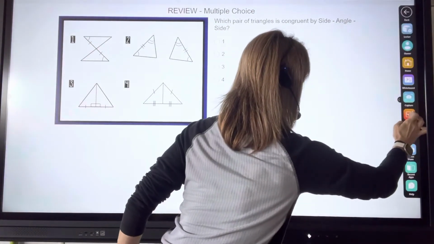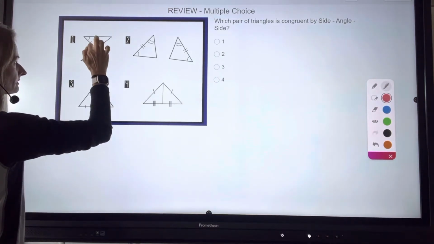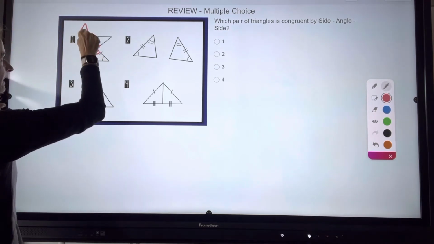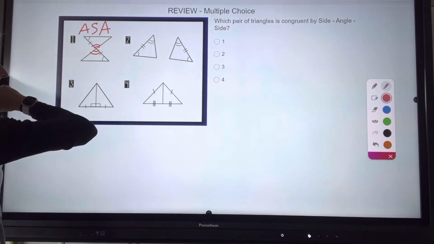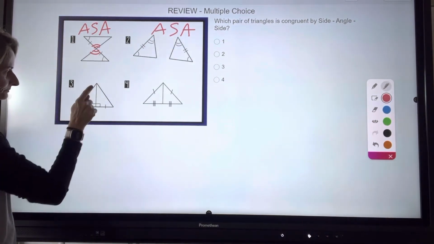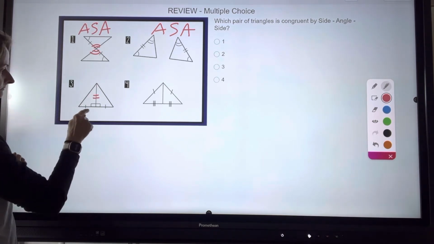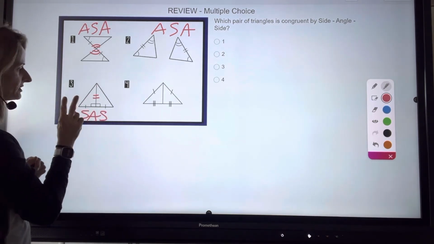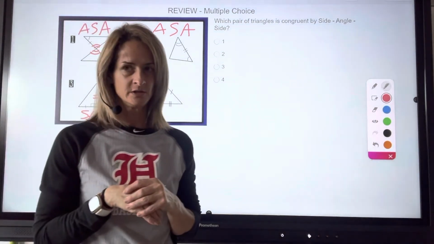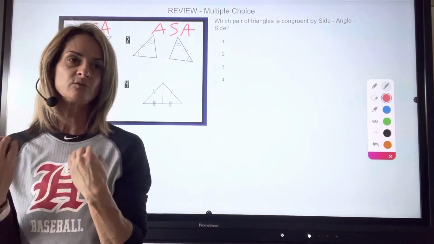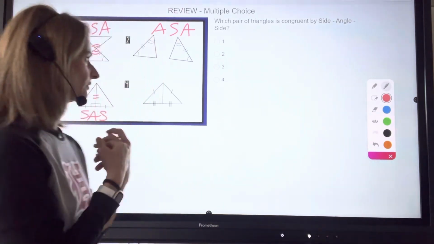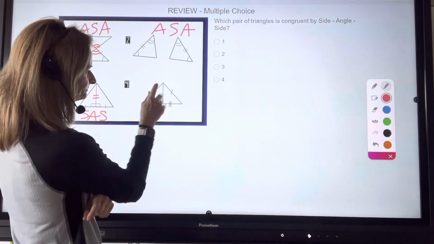Hold on, let me show you this. Vertical angles, right? So that side is in between the 2 angles. So this would be angle, side, angle. This would also be angle, side, angle. This one, this one's SAS. Not every right triangle has to be congruent by hypotenuse leg. They don't have to be. It's just if you see right triangles, you can check to see if hypotenuse leg is a way to prove those 2 triangles congruent. What about this one?